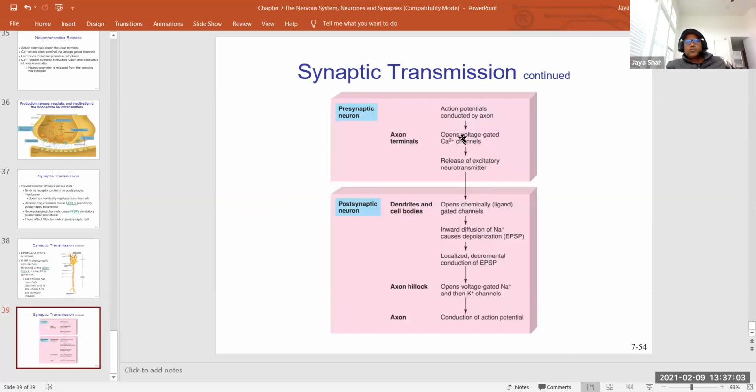Okay. So how is transmission in the synapse? In the presynaptic neuron, the action potential is conducted by axons, then opens voltage gated channels. In summary, the voltage gated calcium channel opens and releases excitatory neurotransmitter. Then in the postsynaptic neuron, dendrites and cell bodies open chemically ligand gated channels. Inward diffusion of sodium causes depolarization. If there is inward diffusion of chloride, then that will be inhibitory. There is localized decremental conduction of the excitatory postsynaptic potential. And then at the axon hillock, again voltage gated sodium and potassium channels open, and the action potential is conducted. This is how it goes all the way.